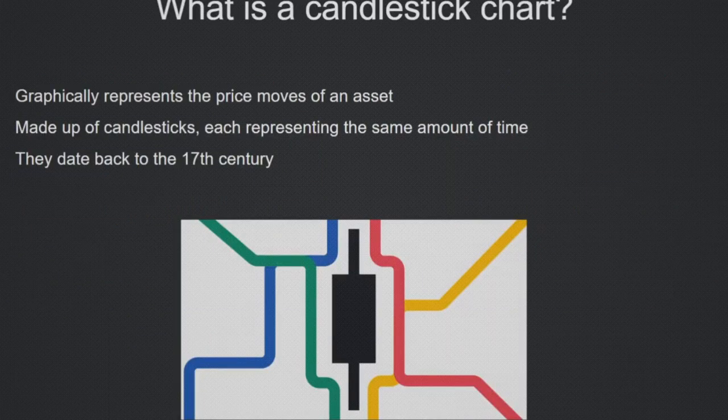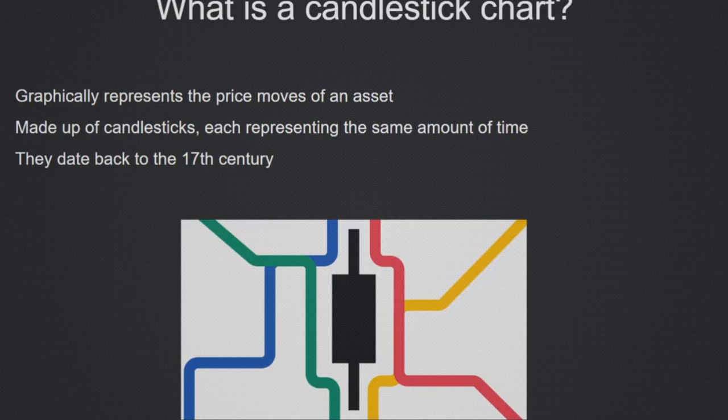Alright, so hey everyone. Thank you for that intro to cryptocurrency. So, talking about candlestick charts. What is a candlestick chart? As you have guessed, it's a type of financial chart that graphically represents the price moves of an asset for a given time frame. Now, it's made up of candlesticks, each representing the same amount of time, and this can be virtually any period, from seconds to even years.